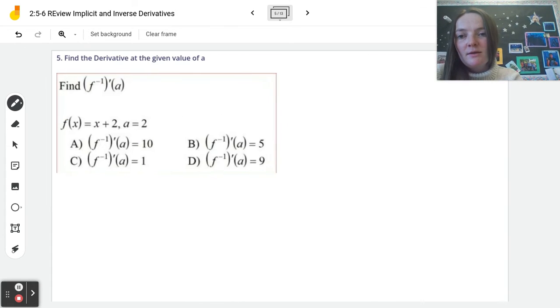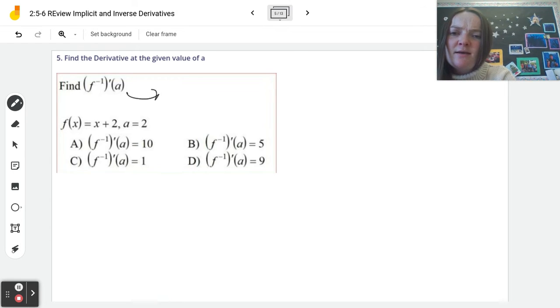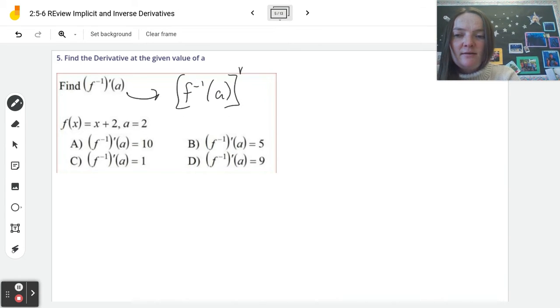All right, next question. It says find the derivative given the following values. Okay, so it says find f inverse of x prime at a. So this is really saying find f inverse of a prime, so find the derivative of the inverse at a. For this one, there are a lot of different options we could take. We could literally find the inverse, or we could use the formula. The inverse looks pretty easy to take, so I'm going to take it.